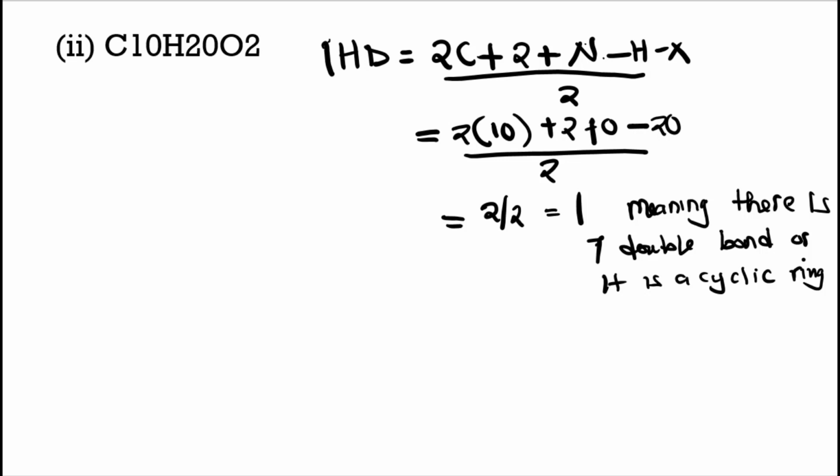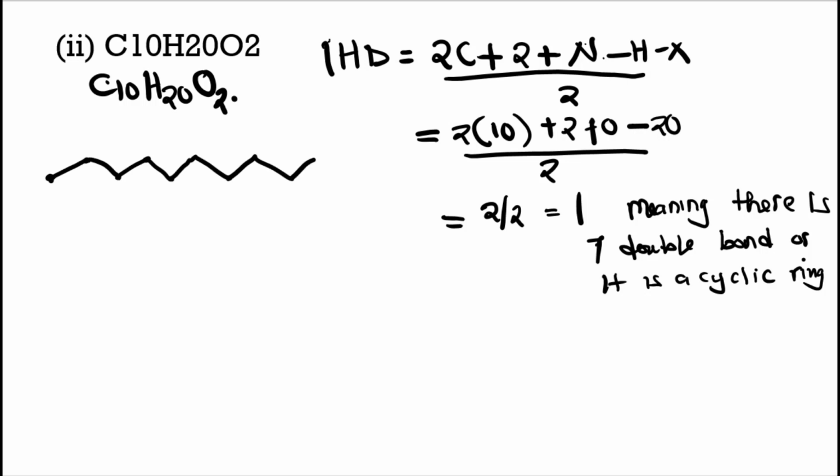So this is not very visible. This is C10 H20 O2. Okay, so we can write it as a linear structure. So carbon number 1 here, number 2, number 3, number 4, number 5, number 6, 7, 8, 9, 10. And we said the meaning of this IHD is that there can be a double bond. So in this carbon here, we can say this carbon is double bonded to oxygen, like this.